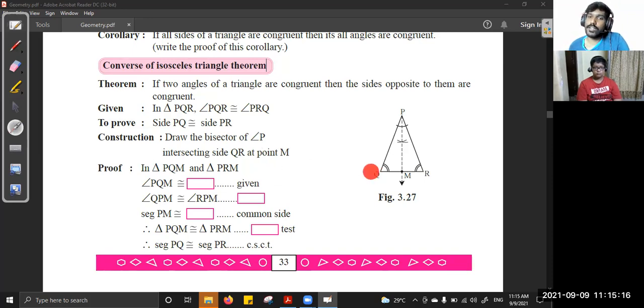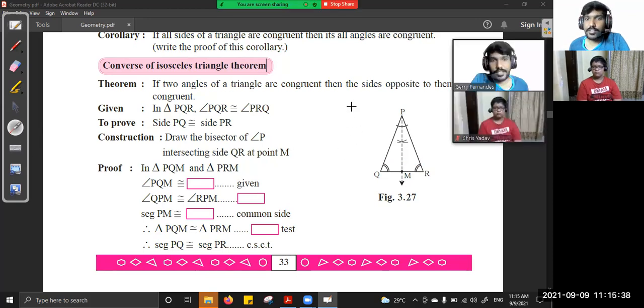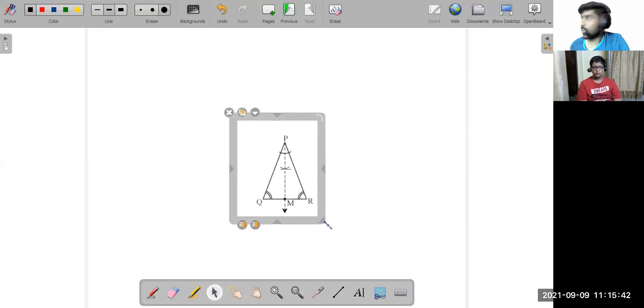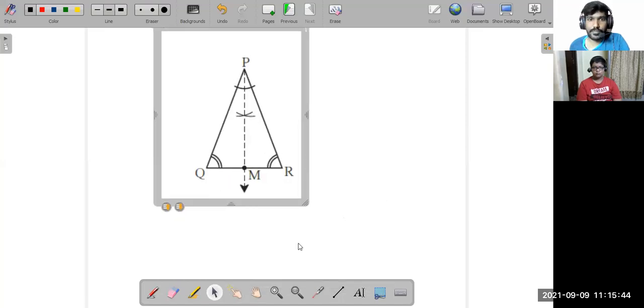Converse, what it says is that in a triangle, if two angles are congruent to each other, then the sides opposite to the congruent angles are also congruent.